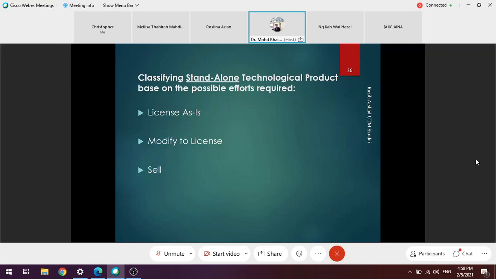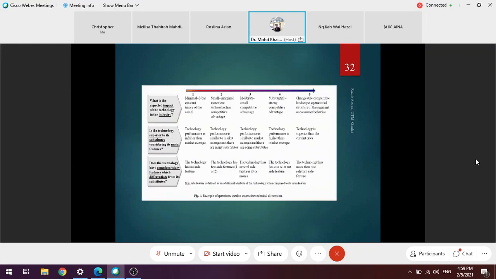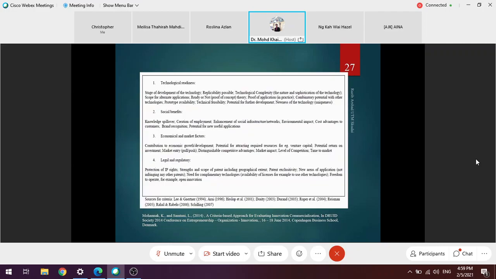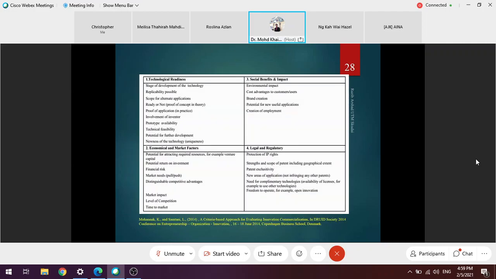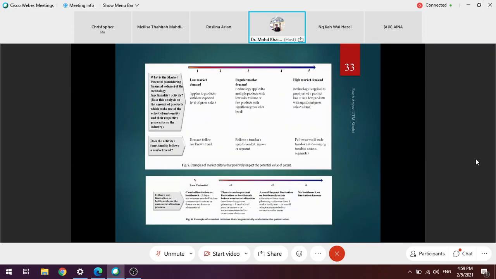Okay, so classifying standalone technological product based on the possible efforts required. So either we move the standalone technology to license as is, or modify to license, or we want to sell the standalone. So again, based on the turbulence table or the matrix, as we previously learned about this, you must understand the matrix of this one first, mapping.